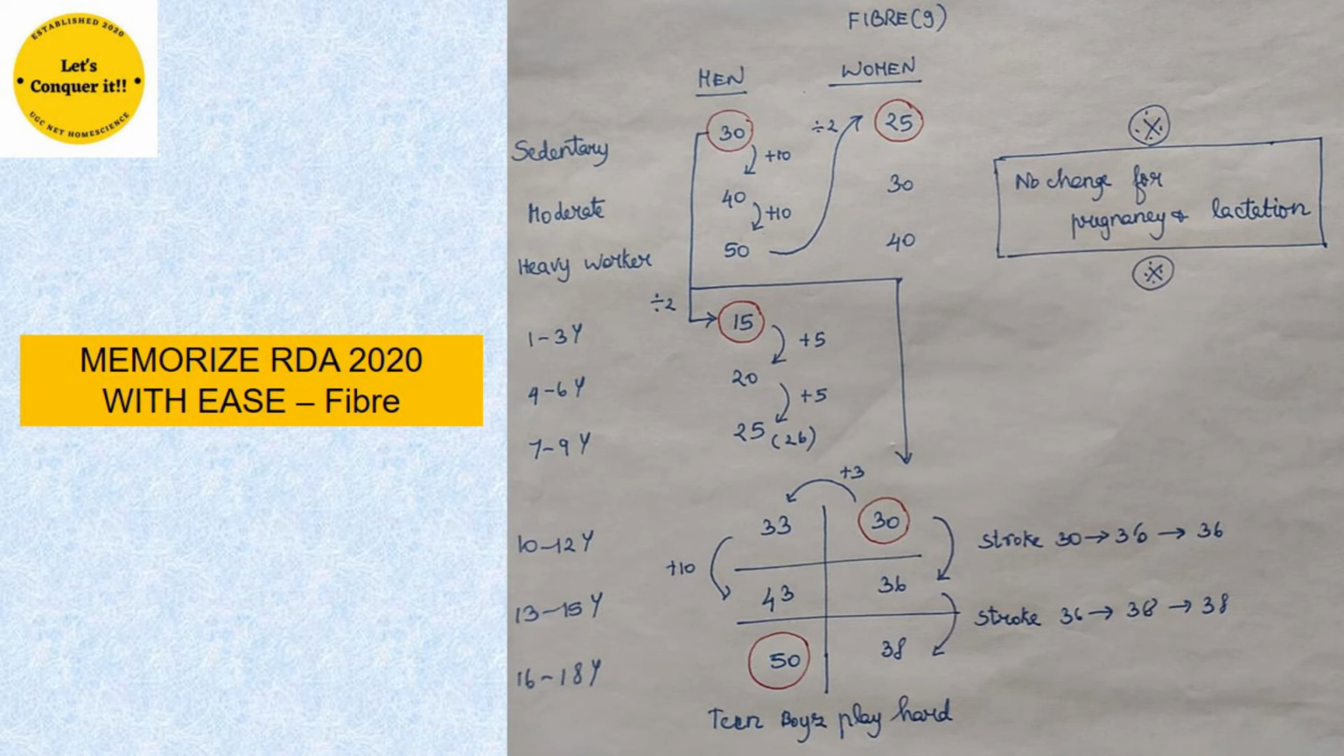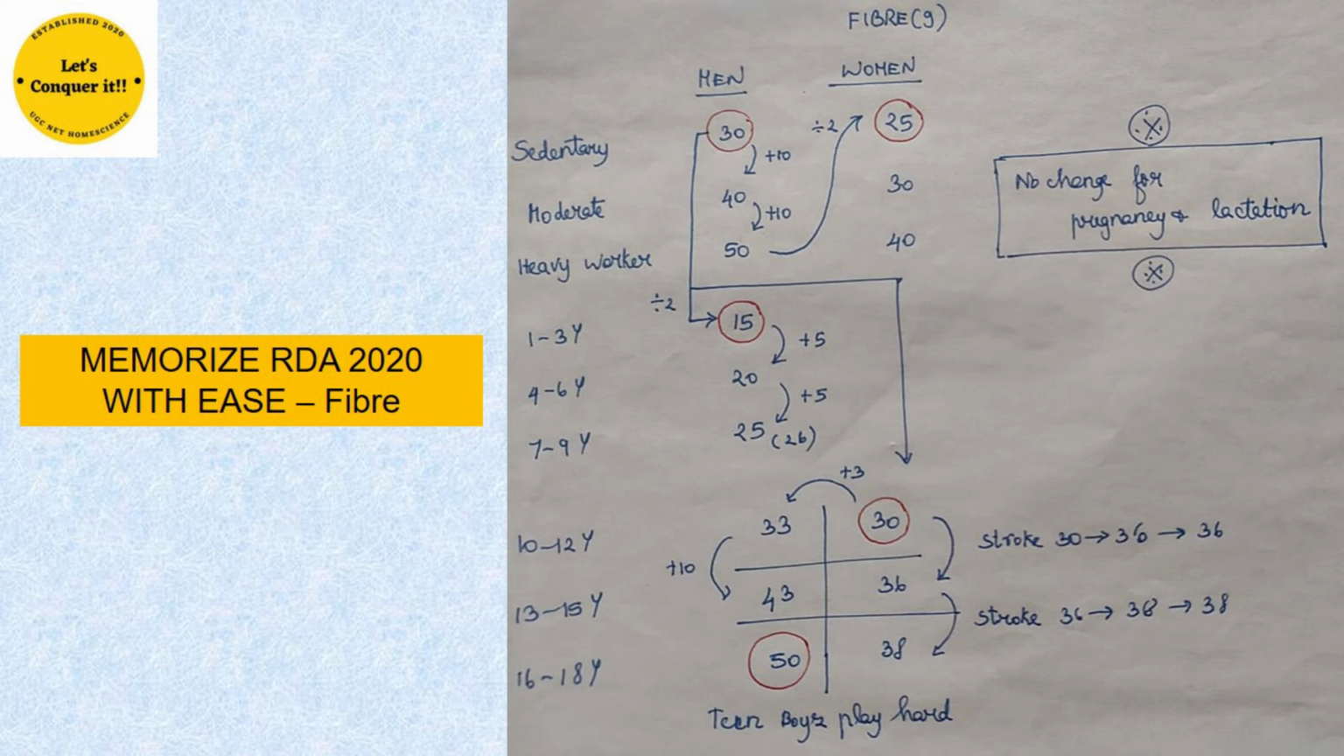Now a little bit tricky part here. A 16 to 18 year old boy's fiber requirement is the same as the fiber requirement of a man who is a heavy worker. In order to remember this, just remember that teen boys usually play hard. They play heavy. They play cricket, they play football, they do a lot of games, right? So you can remember that they play heavy. So the fiber requirement is the same as a man who is a heavy worker, which is 50.